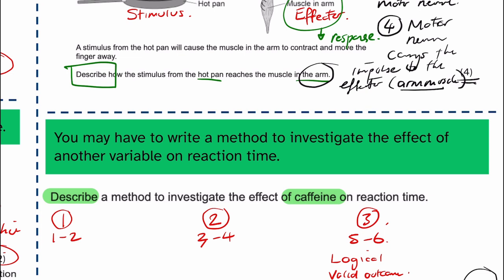3 to 4 would be not necessarily a valid outcome. What that means is that you might actually get a valid outcome, but you can still be put into 3 to 4 if you haven't got all of the steps involved. So you don't need to actually write the proper practical out to get 3 to 4 marks, all right? But you do need to identify many of the steps, and it does need to be logical.